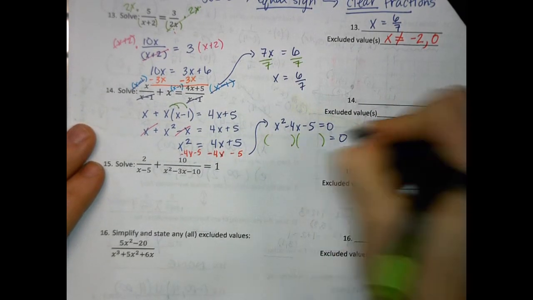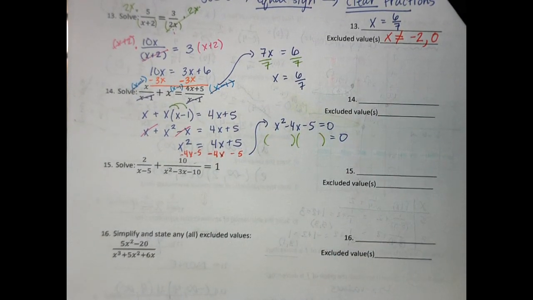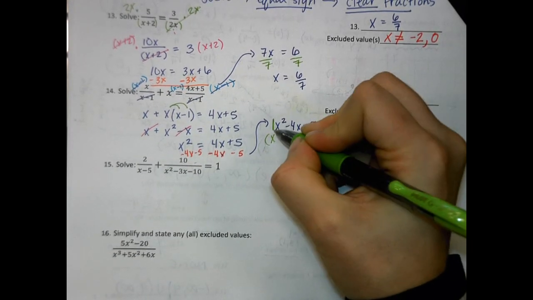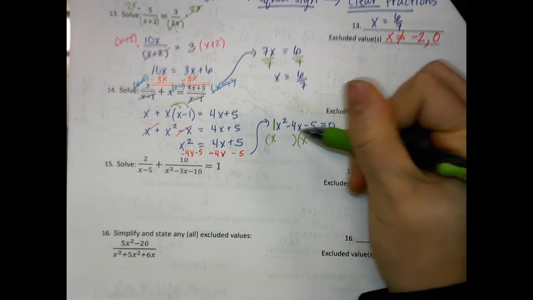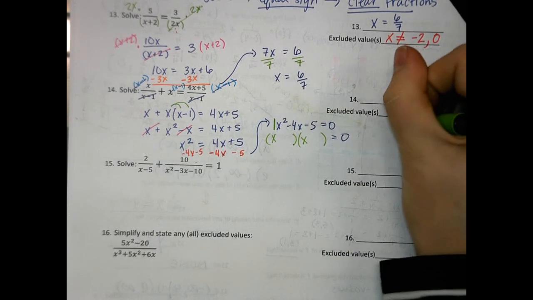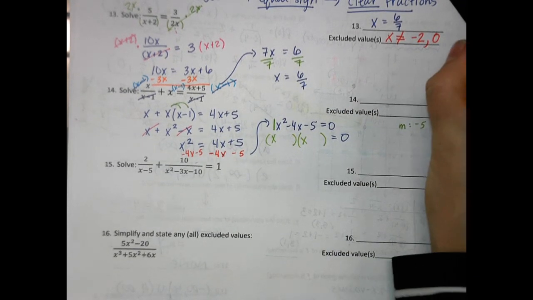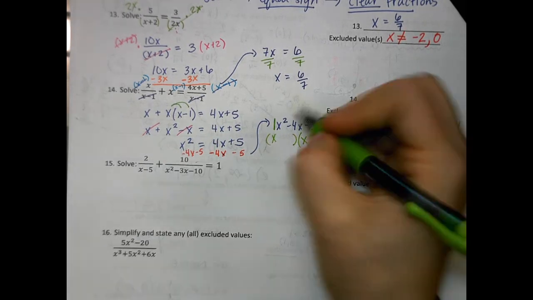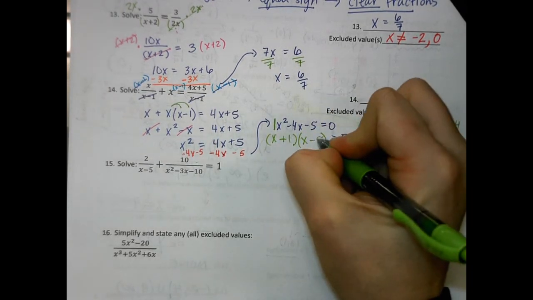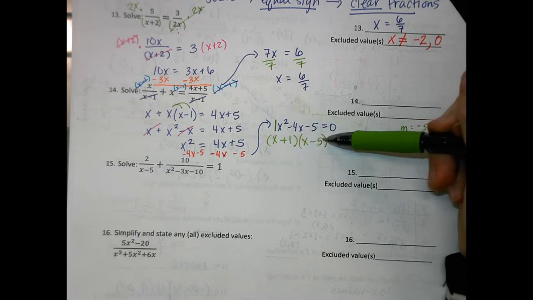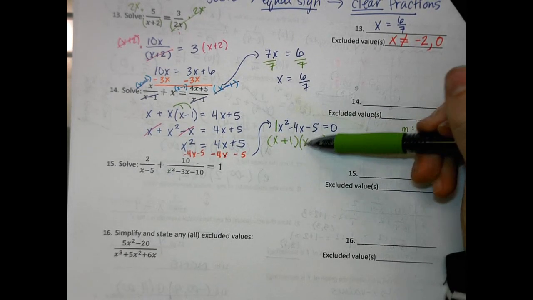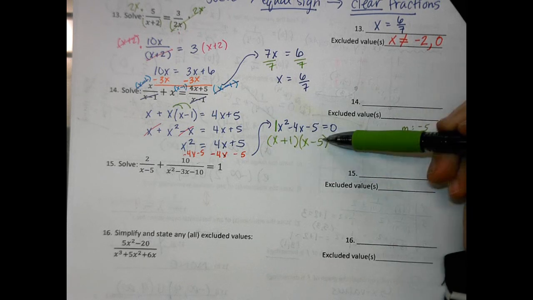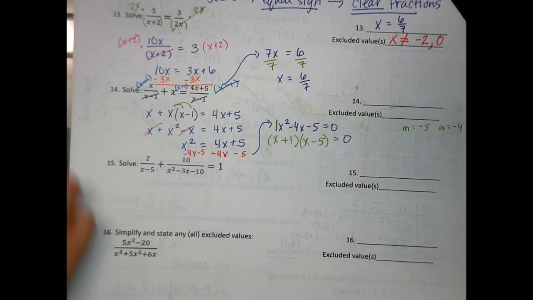And we're going to use the short method because my a value is equal to 1. So x times x gives me 1x squared. What numbers multiply to negative 5 and add to negative 4? Positive 1 and negative 5. That's correct. 1 times negative 5 is negative 5. 1x plus negative 5x would be negative 4x. How do I solve for x?